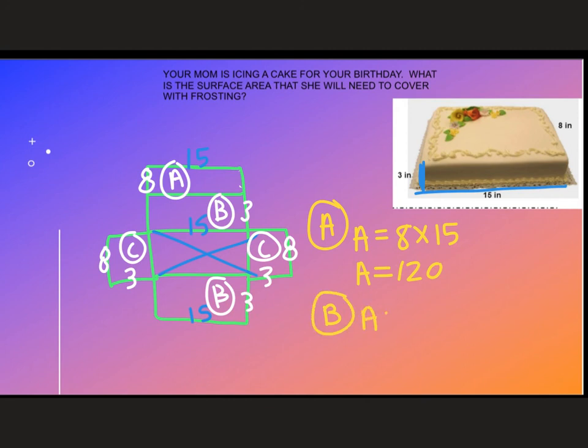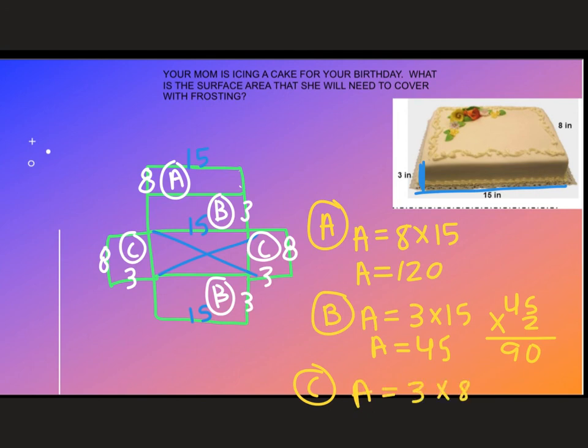Shape B was our 3 by 15s, so 3 times 15 is 45. We do have 2 of those, so 45 times 2 is 90. And then last but not least, shape C, area is 3 times 8. 3 times 8 is 24. I do have 2 of those, so 24 times 2 is 48.